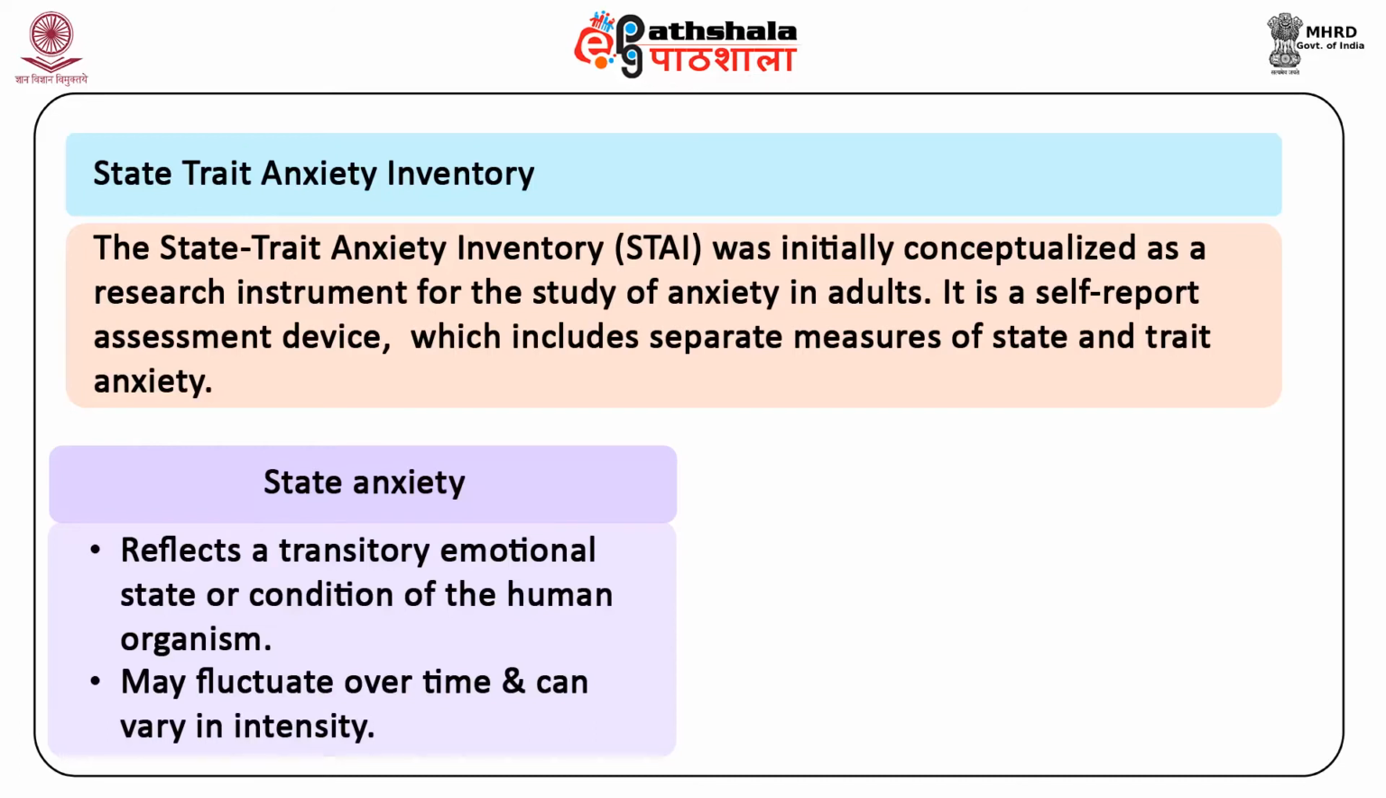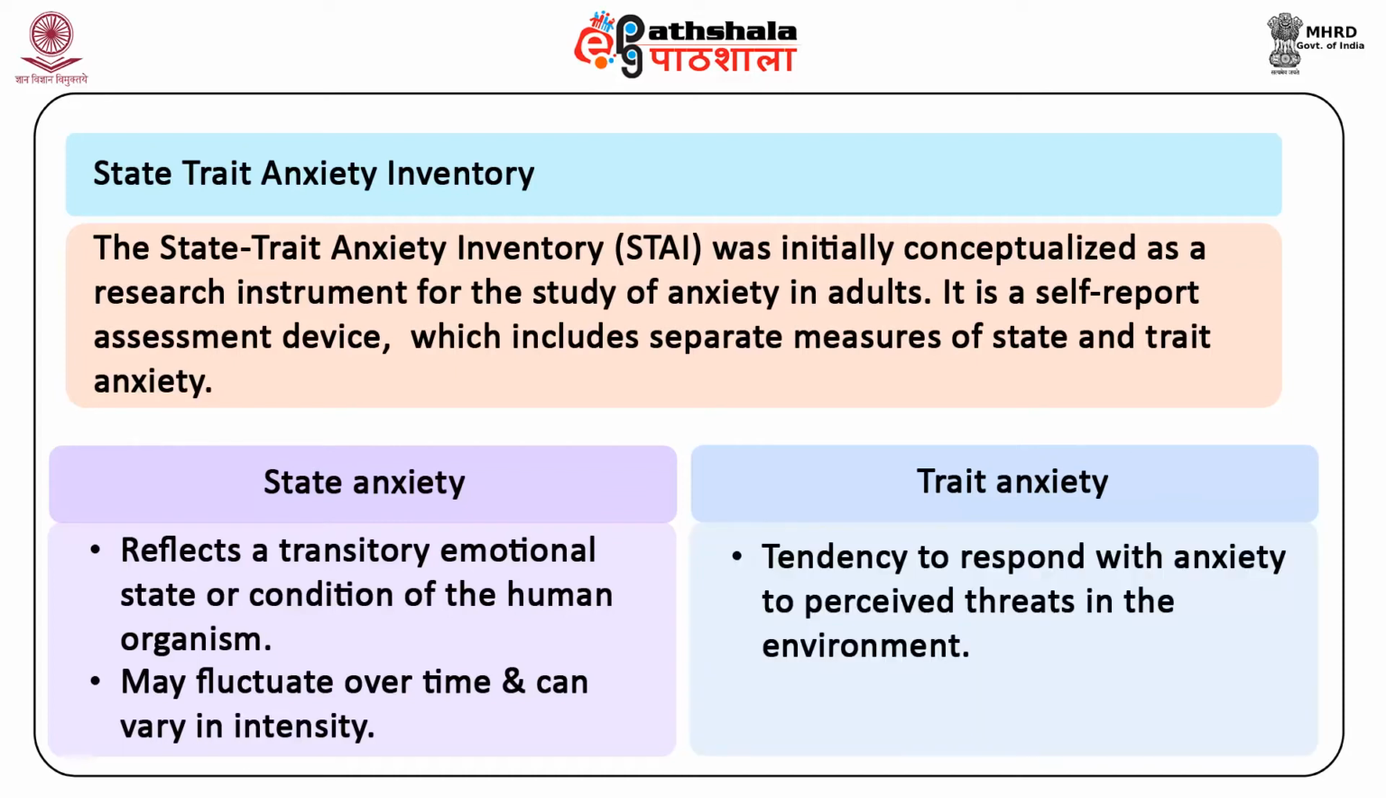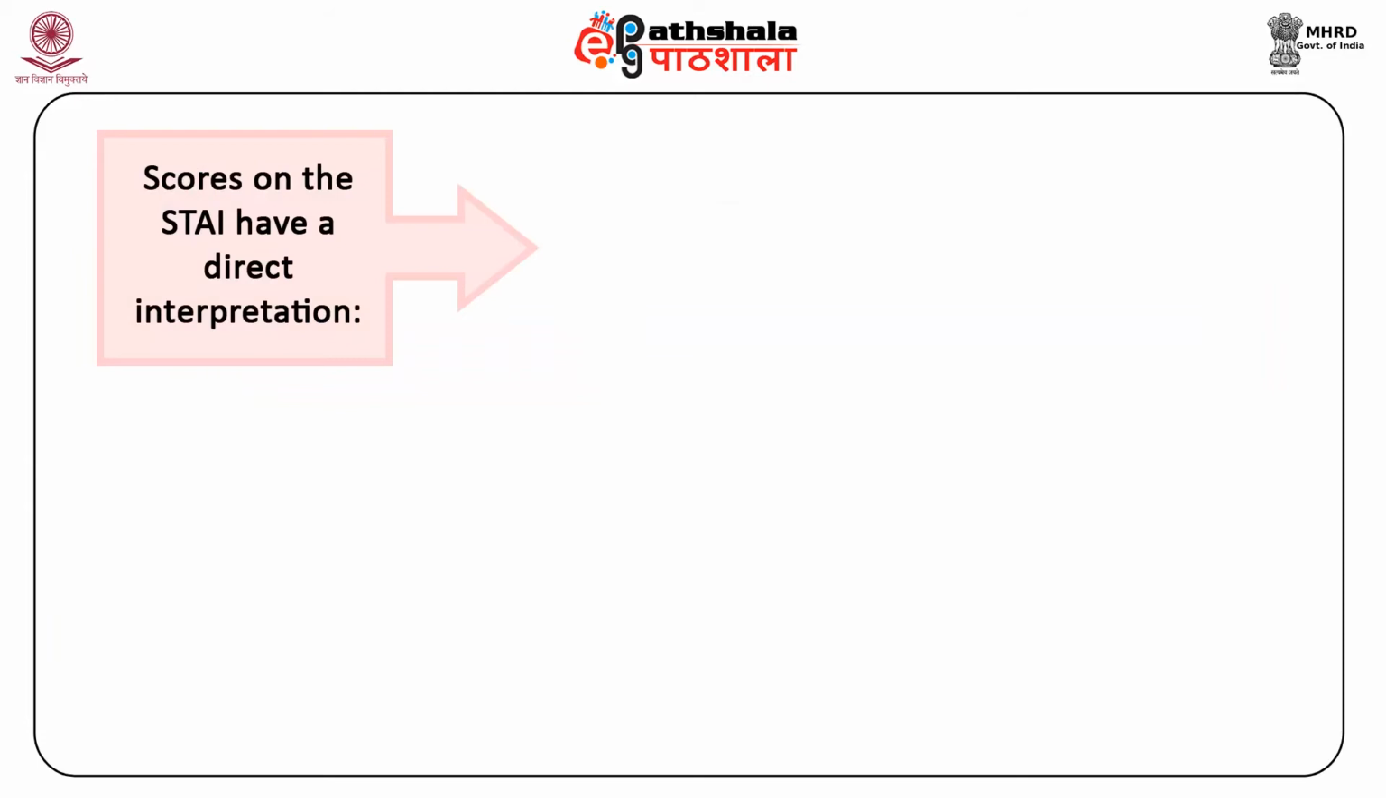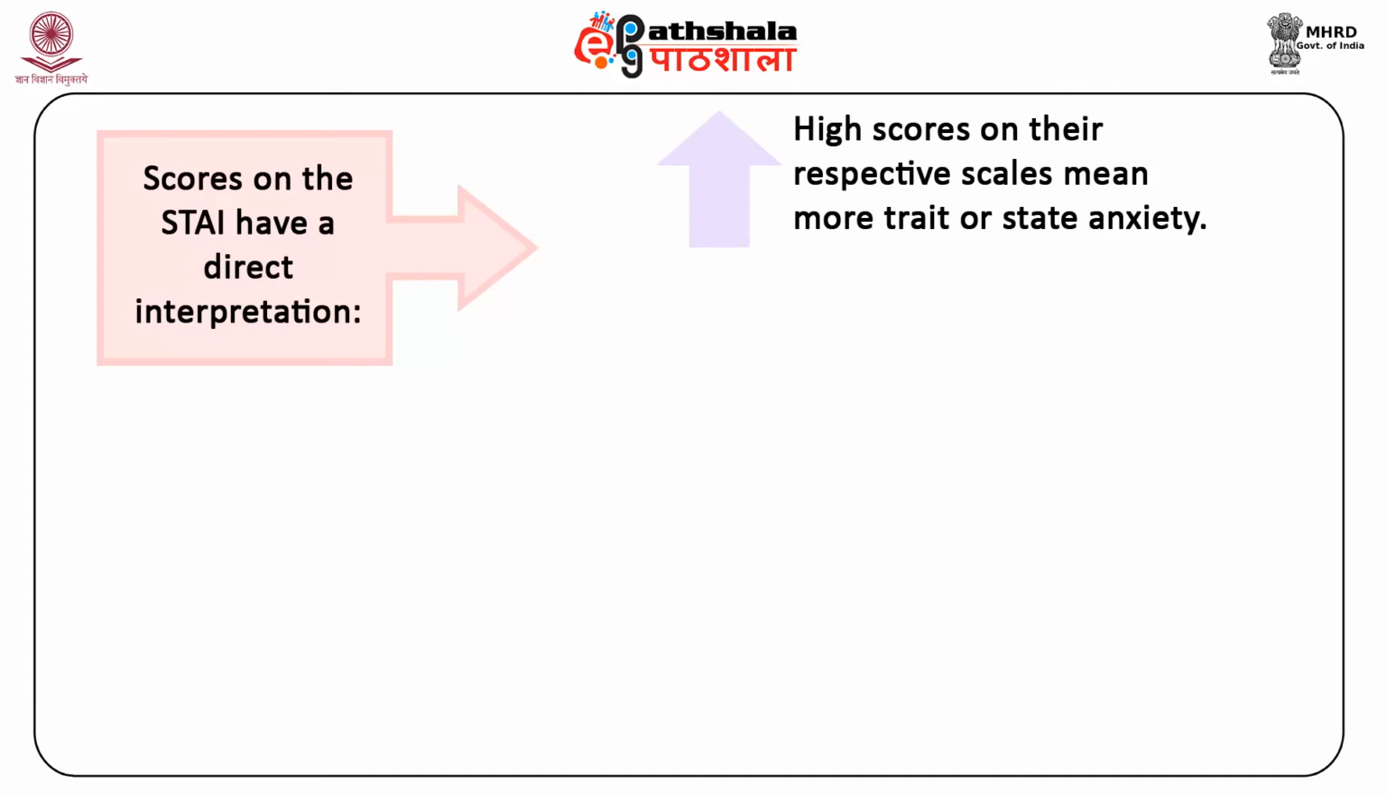In contrast, trait anxiety denotes relatively stable individual differences in anxiety proneness and refers to a general tendency to respond with anxiety to perceived threats in the environment. The test is used for studying anxiety in research and clinical settings. Scores on the STAI have a direct interpretation. High scores on their respective scales mean more trait or state anxiety, and low scores mean less.